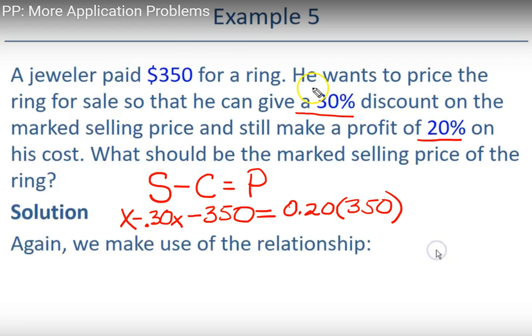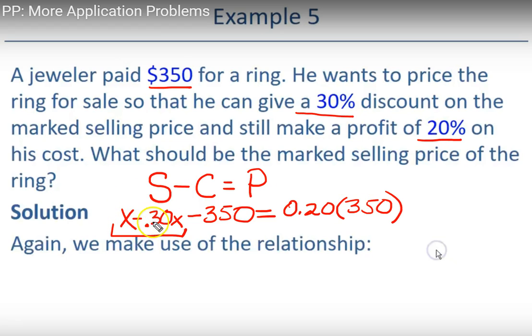And again, you have to read it carefully. Know that you're going to deal with the selling price minus the cost is the profit. And the selling price, again, we don't know what it's going to be. That's X. Then we're going to do minus 30% of X. So that's our 30% discount we're giving on the original price. Now, the cost was $350. We said that was clear here. And then what would the profit be? Well, it's going to be 20% of what he paid for the original ring.